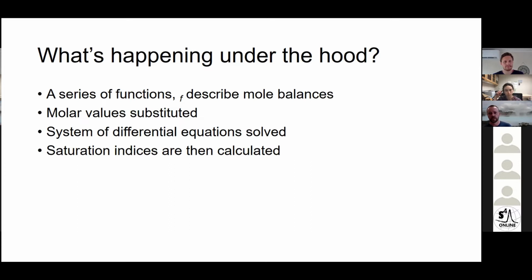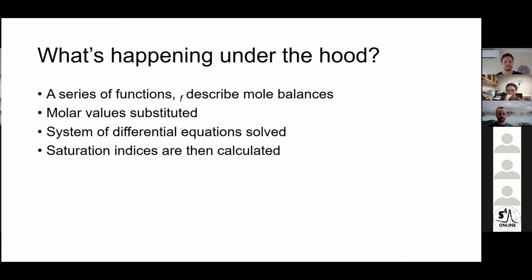Okay, so PHREEQC is essentially creating a series of functions that describe mole balances for a whole range of different mass balance equations, so equilibria. And the more components you include in a given model, the more complex that series of equations is, and the harder it is to solve.